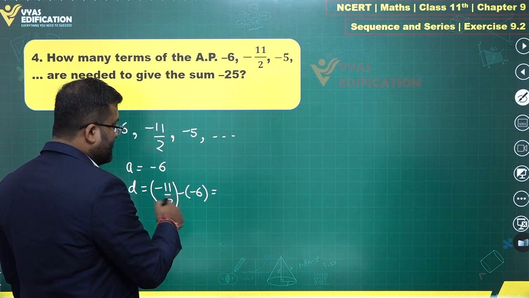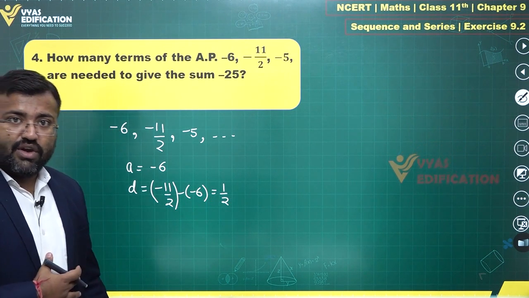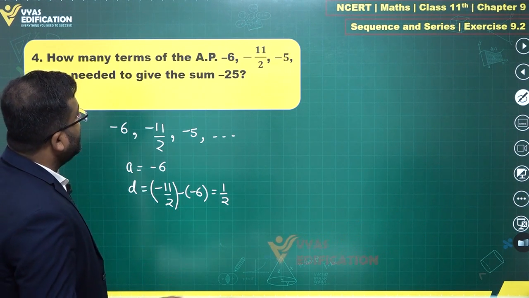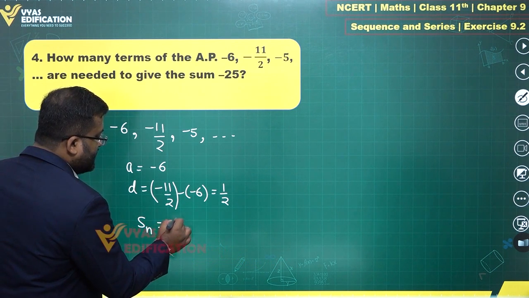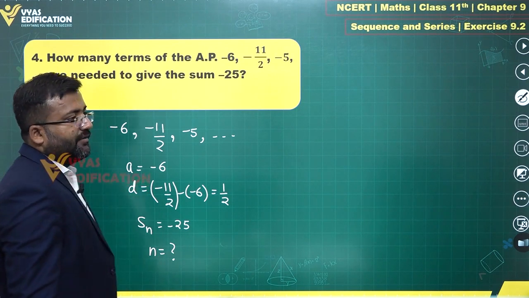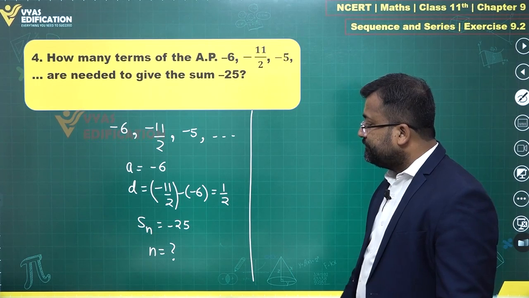So what will this be? 6 minus 11 by 2, which is 1 by 2. This is what you're getting. So you know A, you know D. What else? How many terms are needed to give the sum minus 25? So Sn is given as minus 25. Our target is to find n, which is not given. Our target is to find n, which is asked, right?